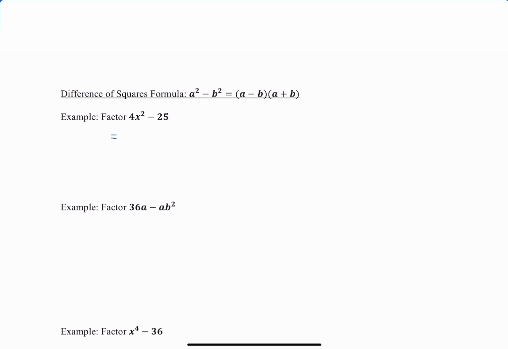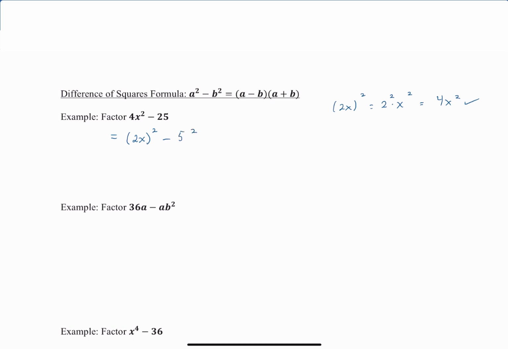Well, 4x squared is the same thing as the square of 2x, right? Because if I square 2x, remember our rules for exponents say if you're multiplying inside parentheses, each thing in the parentheses gets the exponent. So yeah, that's going to be 4x squared, just another way to write it. Then I have the minus sign, and 25 is the square of 5.